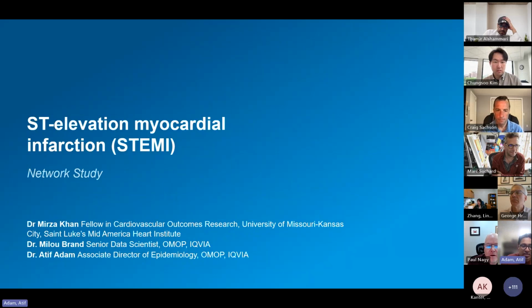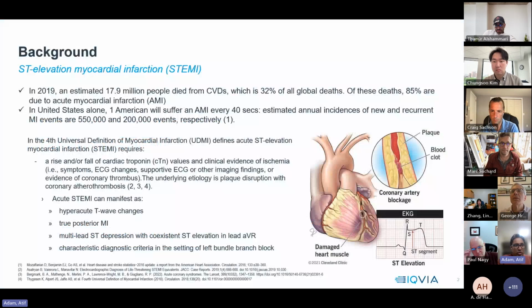Fortunate to present this study on behalf of Dr. Mirza Khan and Dr. Milu Brandt, who've been the key leads of this network study. This really stemmed out from the phenotype evaluations last year on defining STEMI, and both Mirza and Milu have taken the lead in creating a network package around this. So I'm presenting on their behalf. I think Milu's on the call, so if there are any specific questions, we have Milu on the call, as well as a forum thread online where we'll be able to answer any questions.